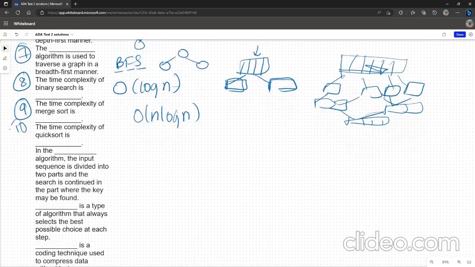A 10th question is what is the time complexity of quick sort. In the average case, the quick sort takes O of n log n time by calculating the pivot elements and everything.